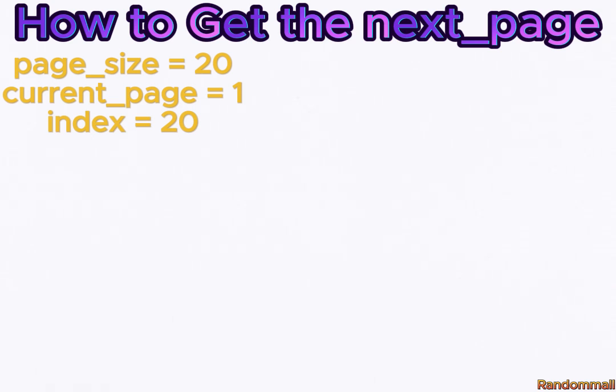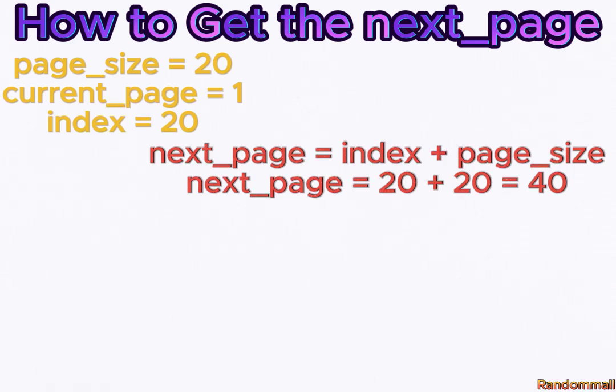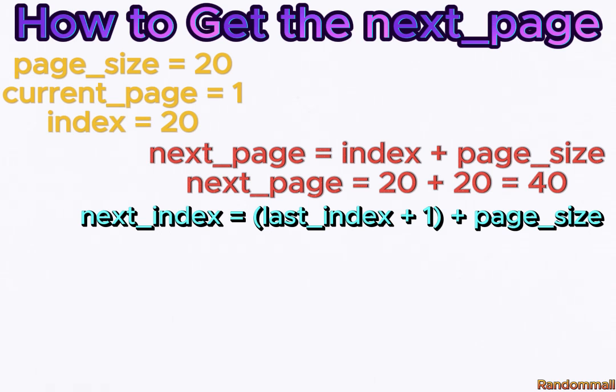So how to get the next page? Let's say we have a page size of 20, the current page is 1, and the index is 20. To get the next page, we add the index plus page size. That is 20 plus 20, which is 40. This means that page 2 will be all items from index 20 to 39, which are 20 items. The 40th index will not be in the list. So the next page is equal to index plus page size, or last index plus 1 plus page size.